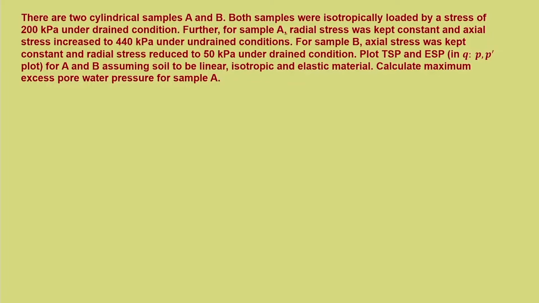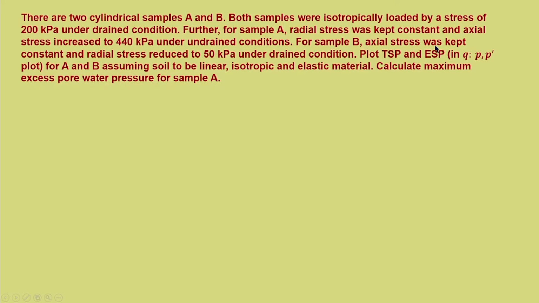Further, let us take the case of sample A. For sample A, radial stress was kept constant. Radial stress means sigma r is kept constant and axial stress is increased to 440 kilopascal under undrained conditions. Now, you remember that it is a straightforward case of compression. So, radial stress was kept constant and axial stress increased to 440 kilopascal, and now we have to keep in mind that it is under undrained condition.